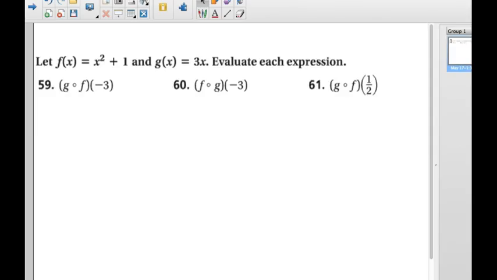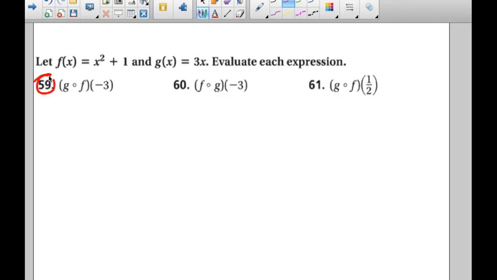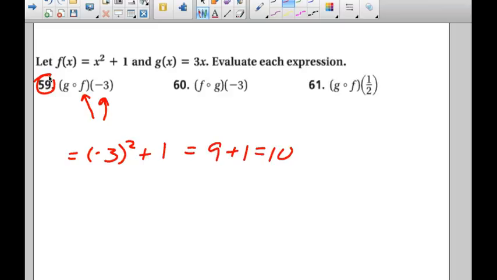All right. For problem number 59, we are looking at some composition. And composition, remember, is putting one function inside another function by substitution. But in this case, because we're going to evaluate this for one number, what we can do is take the -3 and put it into the function f. So that will be -3 squared plus 1. Get an answer for that. -3 squared is 9, and 9 plus 1 is 10.